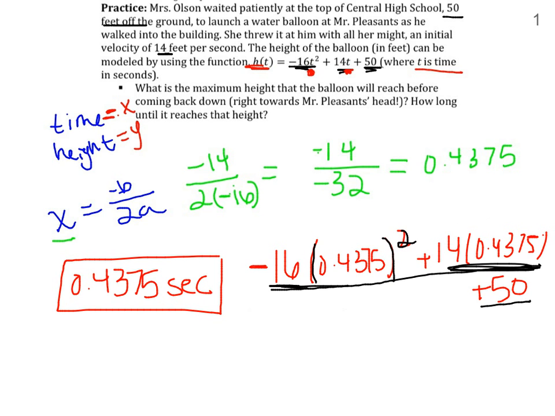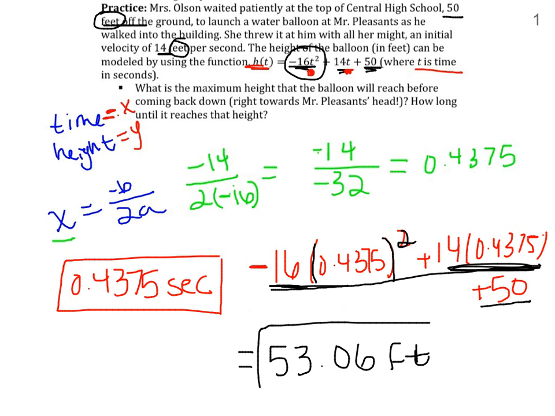Alright, so let's get rid of some of these lines here. And what you get is 53.0625, but let's just round that to 53.06. And we see that all of the heights are measured in feet. There's feet right there, feet per second. And we know that this is the gravity that has to do with feet per second squared. So the maximum height is 53.06 feet.